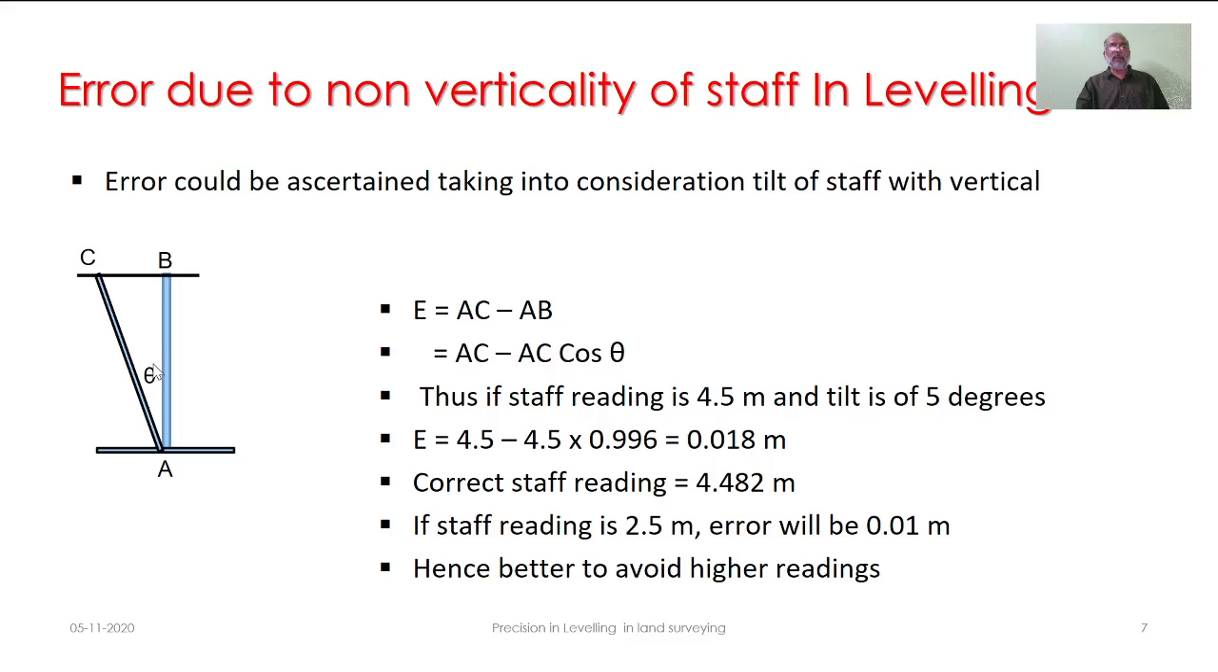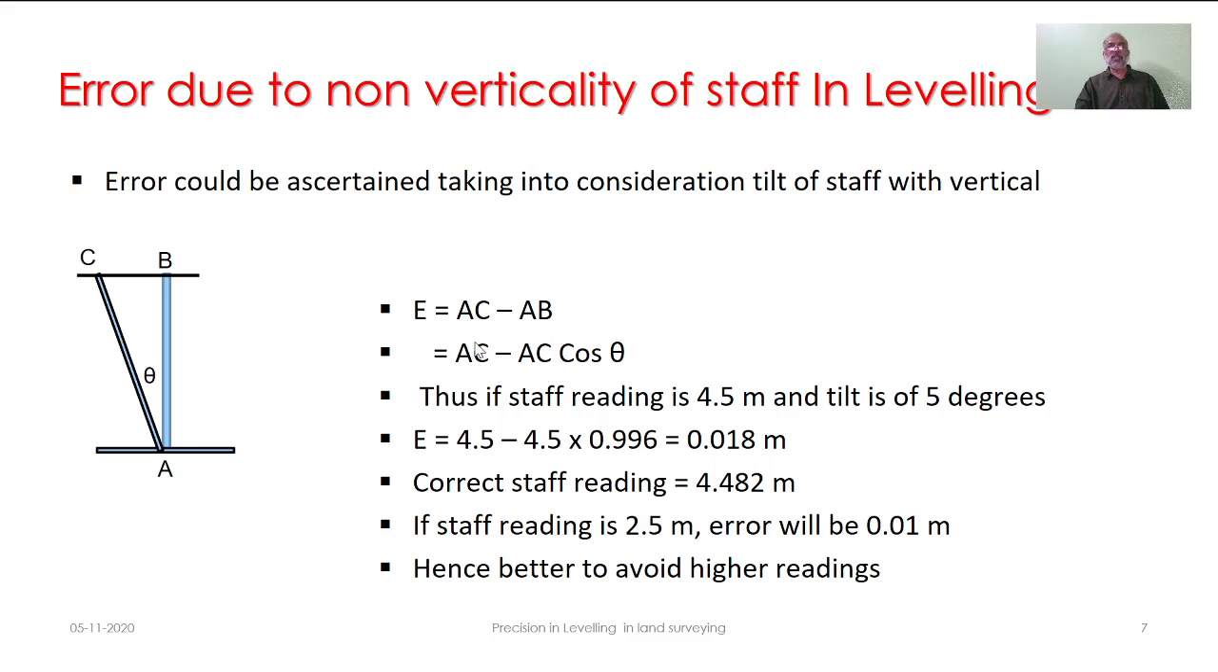For this particular typical case, we wish to have the staff reading as AB, whereas the reading taken is AC, hence the error involved is AC minus AB. Here, further this AB can be considered to be AC times cos theta, and hence this error can be AC into bracket 1 minus cos of theta bracket complete.